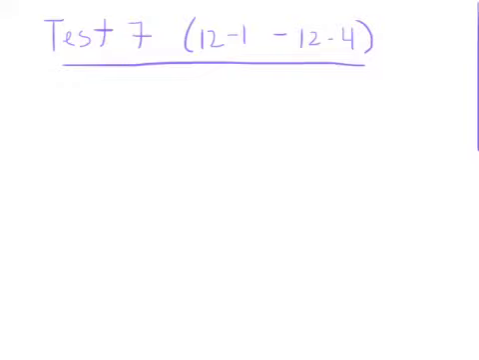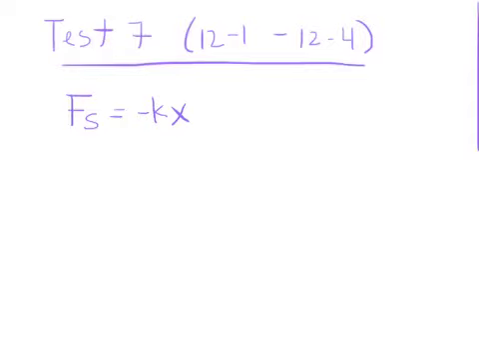This is sections 12:1 through 12:4. Again, it's pretty much all of chapter 12. Quickly, just to look at the topics within the chapters. 12:1 was Hooke's Law, which gave us this formula. That was the first formula we started with, Hooke's Law.